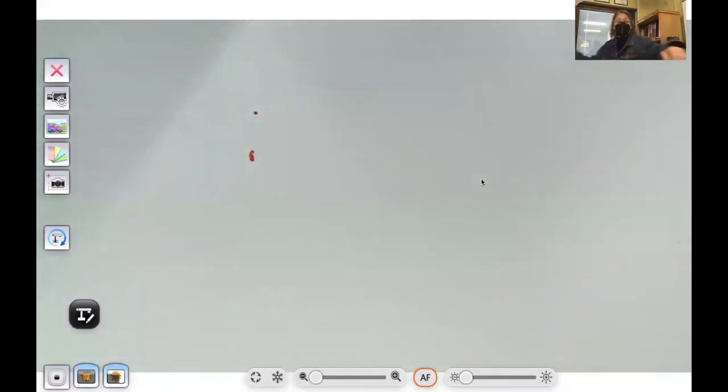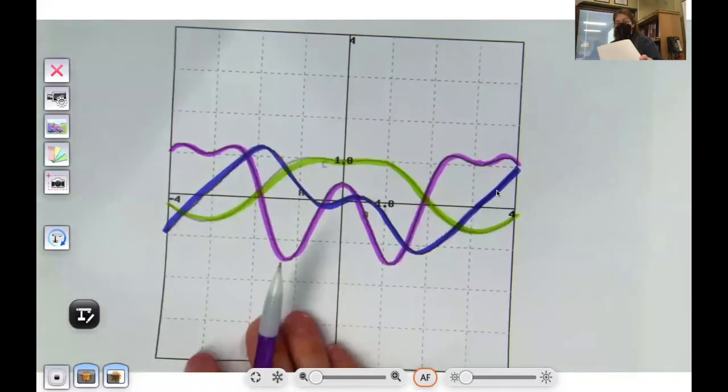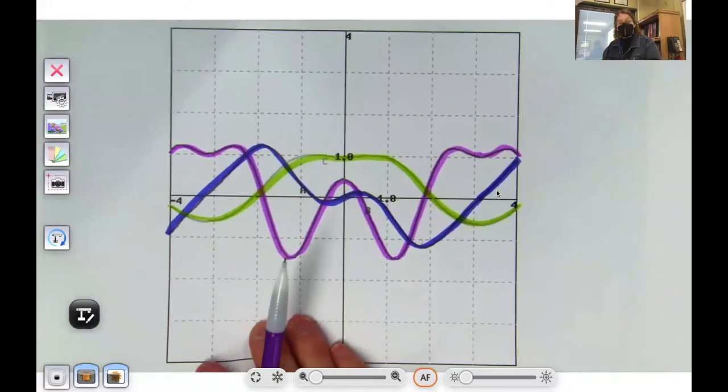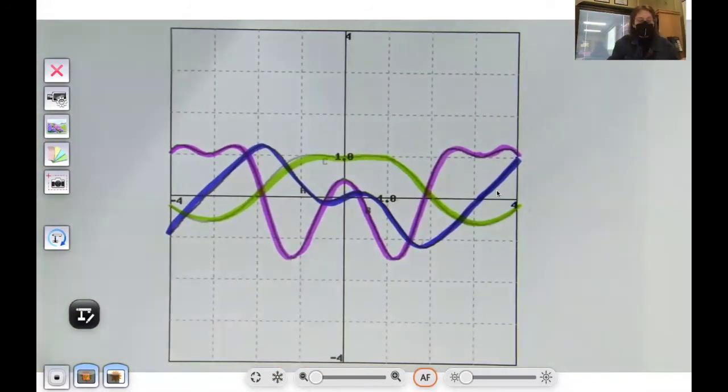All right, now let's go with one that we don't know as well. Looking at these, we don't really know, right?